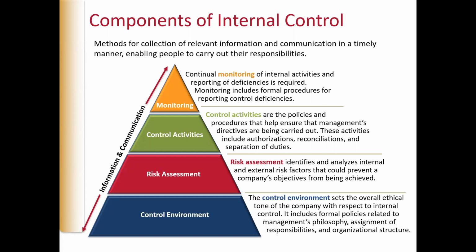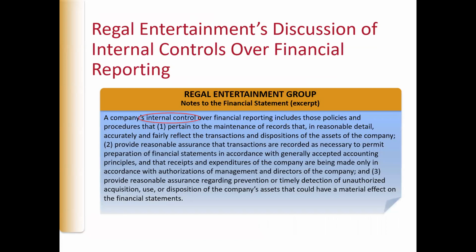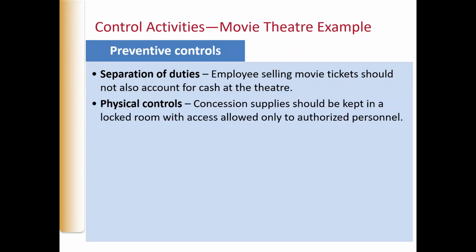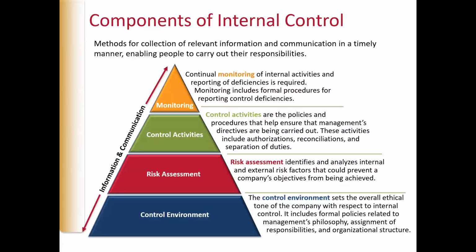From there, we move up to what's called risk assessment. Then we've got control activities, and then we have monitoring. So basically, the control environment is just the overall tone, the ethical environment of the company. It includes policies related to management's philosophy, assignment of responsibilities, and organizational structure.